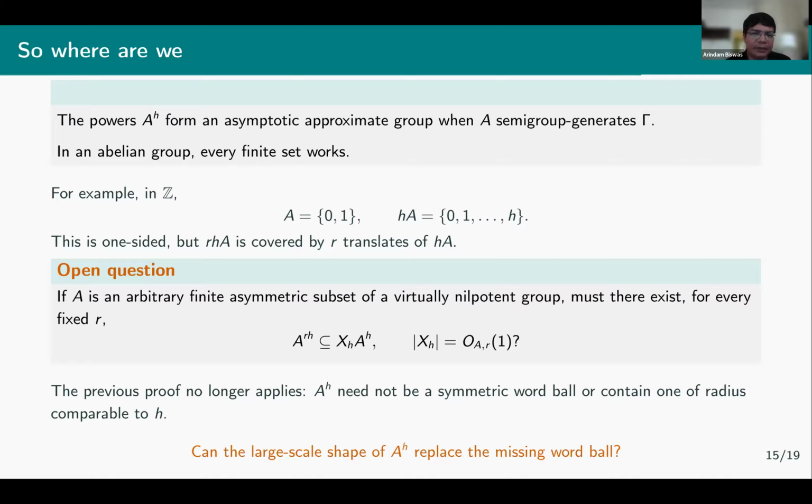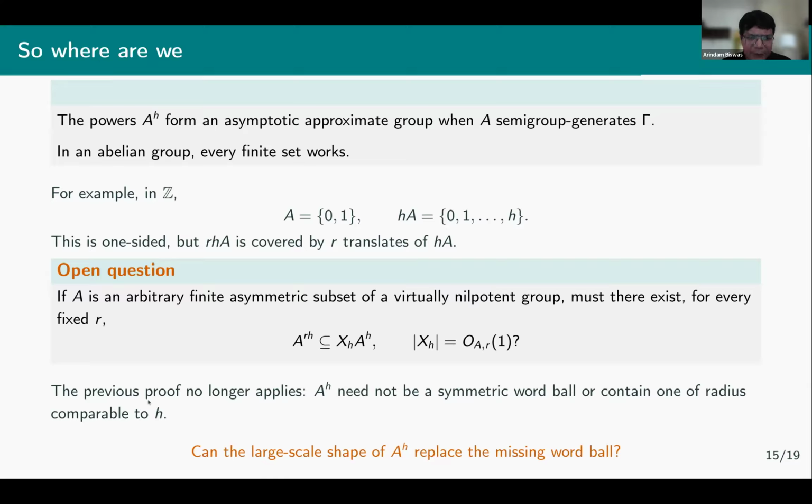For example, in Z, if you take A to be {0, 1}, then A^H is this set, and this is one-sided. It's not symmetric, and R·A^H is covered by R translates of A^H. So the open question is: if A is an arbitrary finite asymmetric subset of a virtually nilpotent group, must there exist, for every fixed R, this X_H, such that the size of X_H is independent of H? It only depends on A and R.